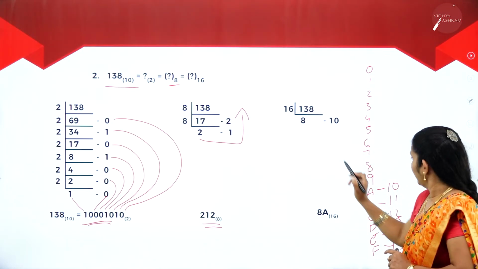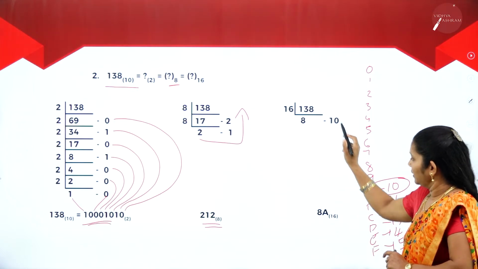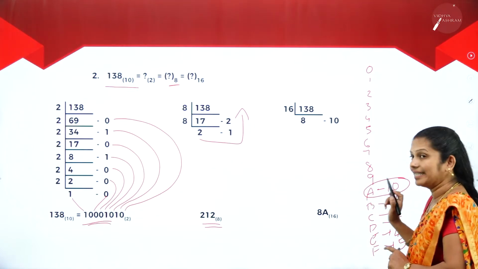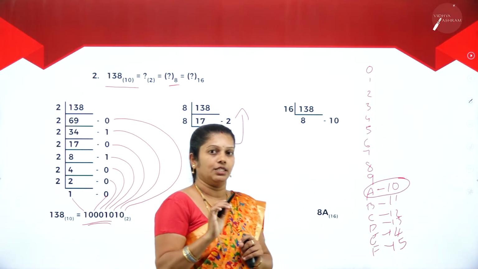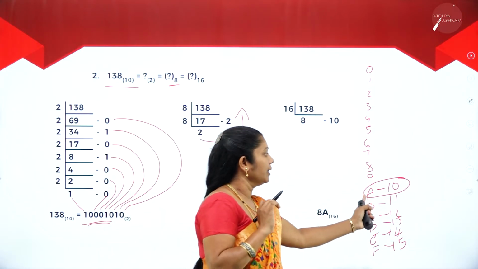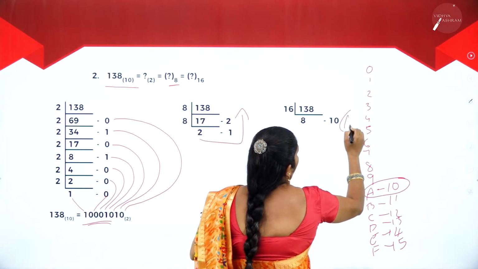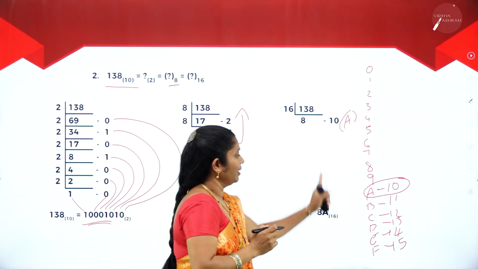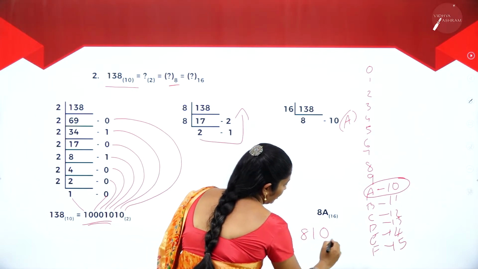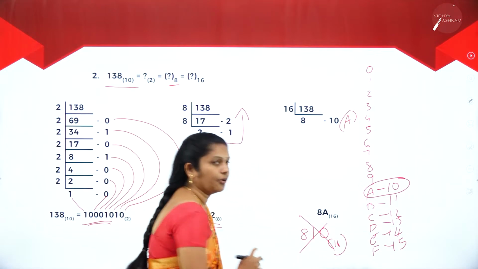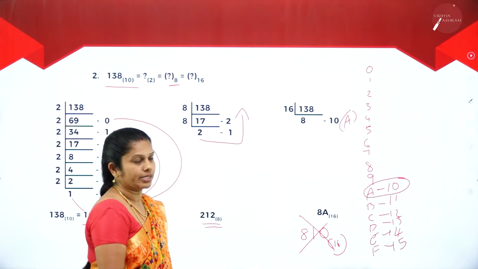Then if you get 10, what do I have to write? A here. Then 8, A, in the base 16. Don't write 10 here because it's a hexadecimal number. A hexadecimal number contains the digits from 0 to 9 only. Then in the place of 10, we have to write it as A here. That's why here the 10 can be written as A: 8A in the base 16. In the exam, if you write 8, 10 in the base 16, then it is totally wrong because 10 can be replaced by A here. Now is it clear?